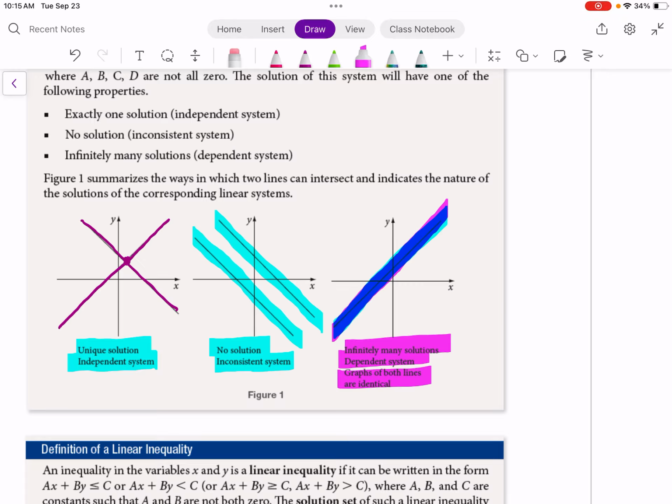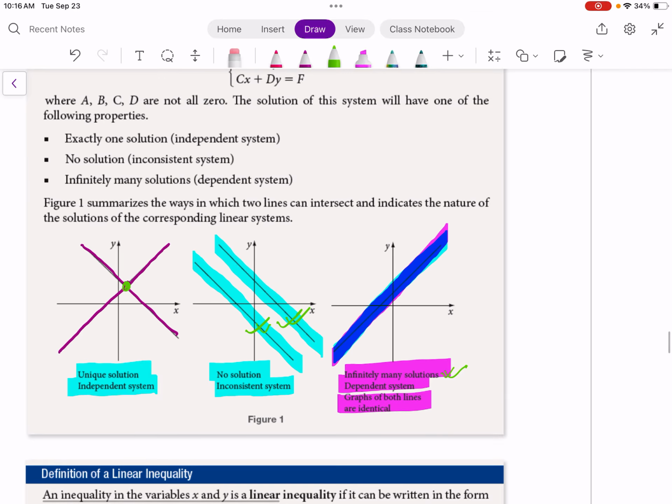Okay, so when you are solving a system of linear equations, you might get exactly one solution, or you might get no solution, or you might get infinitely many solutions. If you have exactly one solution, it means two lines are intersecting at exactly one point. A system of linear equations with no solution means two lines are parallel to each other, and if we have infinitely many solutions, it means those two lines are exactly the same. So these are the three different cases we will see.